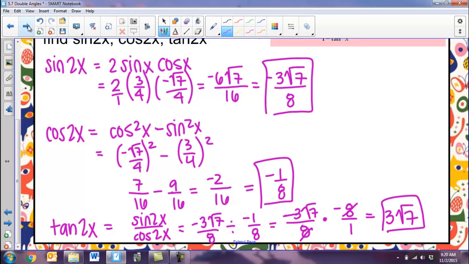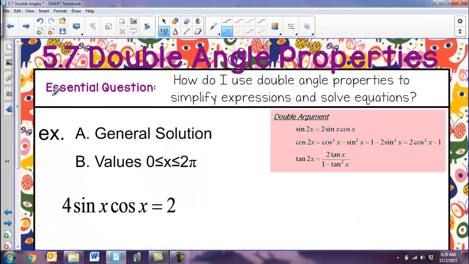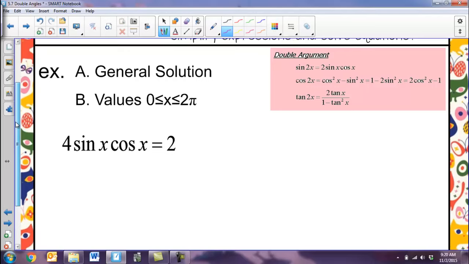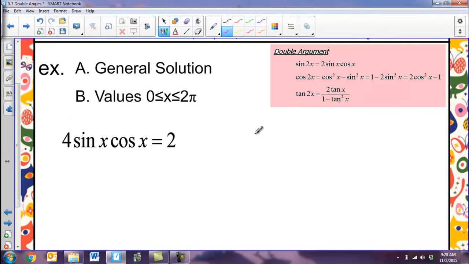The last application we have for this is going to be those general solutions. So they're going to give you an equation, and they're going to ask you what's the general solution and what are the values of that angle on a certain domain. So for this one, it would be 0 to 2 pi. So when I'm looking at this guy, this looks something like what I've seen.